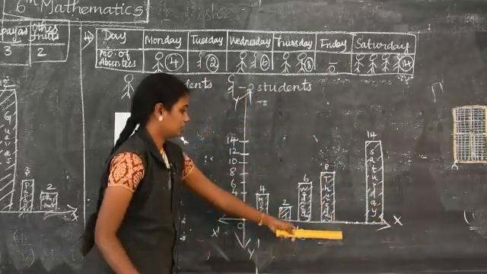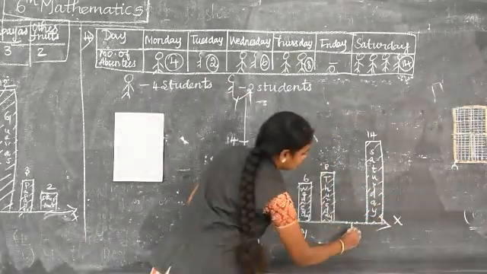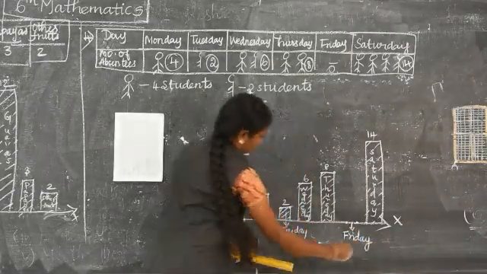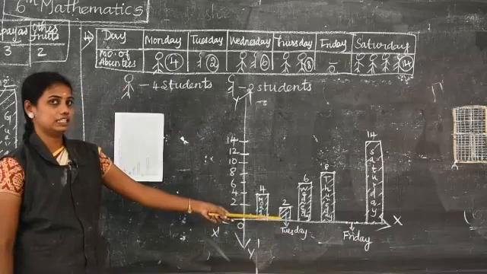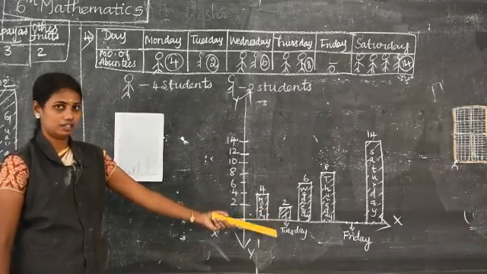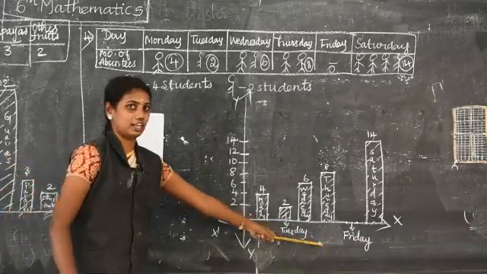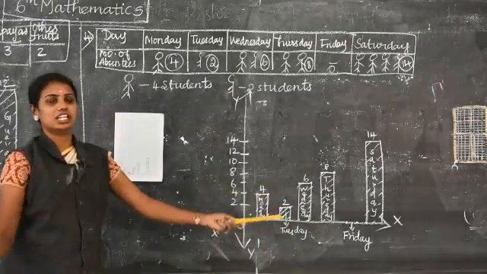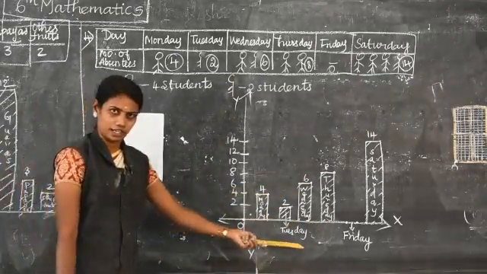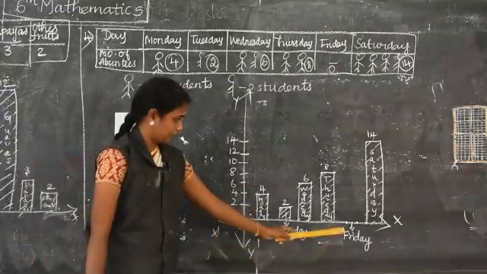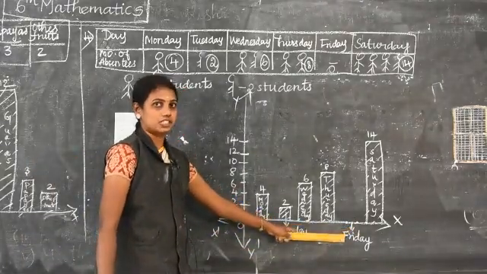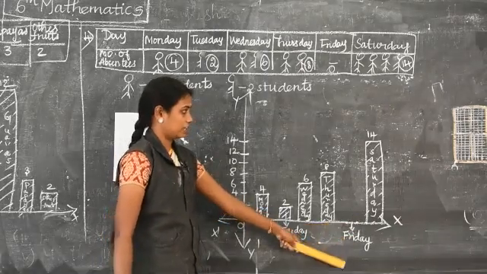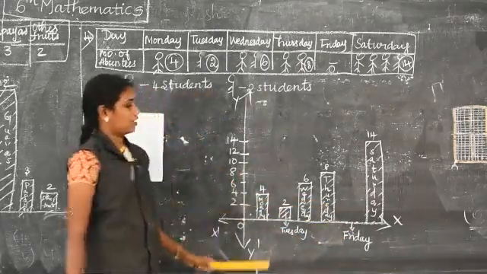You can ask me, why did you leave this? Because we have Friday also. Okay, but the number of absentees is nil. The number of absentees is nil, but you must mention it in the graph. You should not skip Friday in the graph. If you skip Friday, it will be thought that Friday is a holiday. Okay, so Friday is a school day, but there are no absentees. So we didn't mention anything, just leave this box for Friday, then Saturday. Okay, our graph is over.